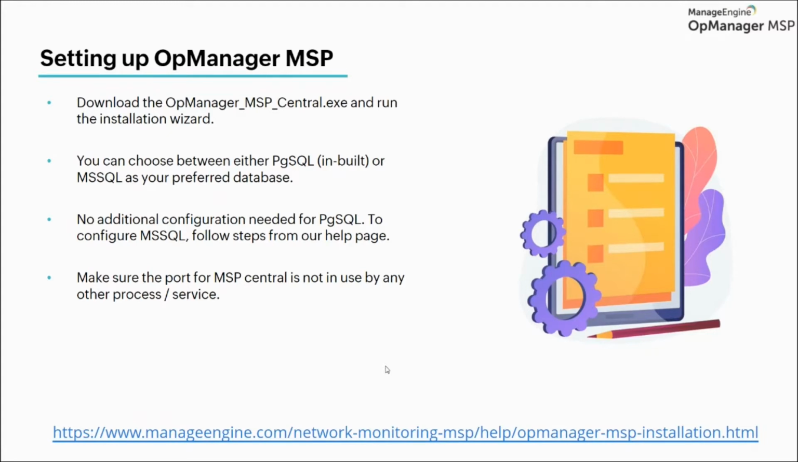The installation guide is going to tell you first you have to choose the location where you have to install the software, and then you have to choose whether you're going to go with the inbuilt database, which is called Postgres, or Microsoft SQL, otherwise called MS SQL, based on your requirement. When you go for PostgreSQL as your database, there are no additional requirements or configurations needed because it comes bundled with the product itself. And then you can make sure the respective ports for OpManager MSP Central are opened in your firewall and the respective devices, so that the monitoring and the data transfer happen with no problems.